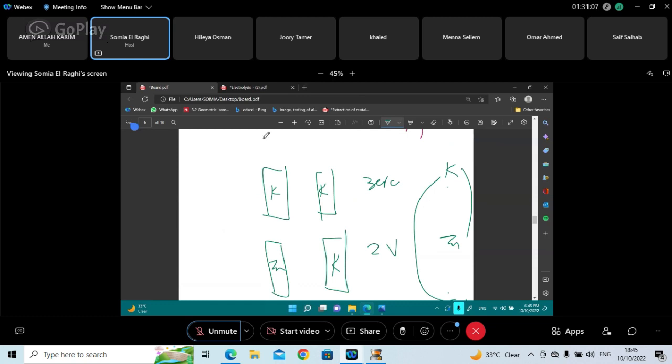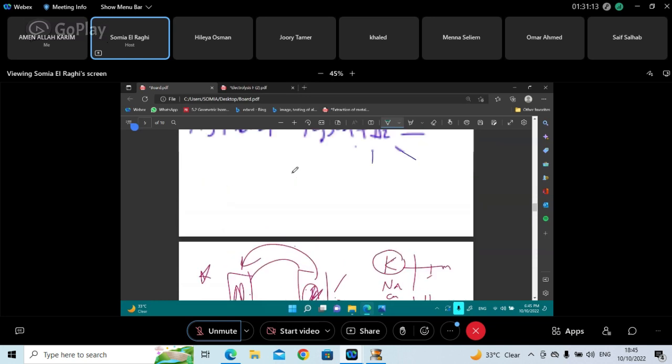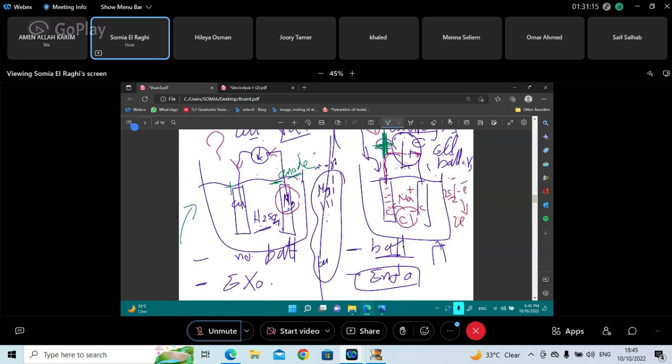And we have another point here also. You may increase the concentration of the electrolyte. If you add more concentrated acid here in the electrolyte of the voltaic cell, we get also higher voltage. So either way you can increase the voltage.